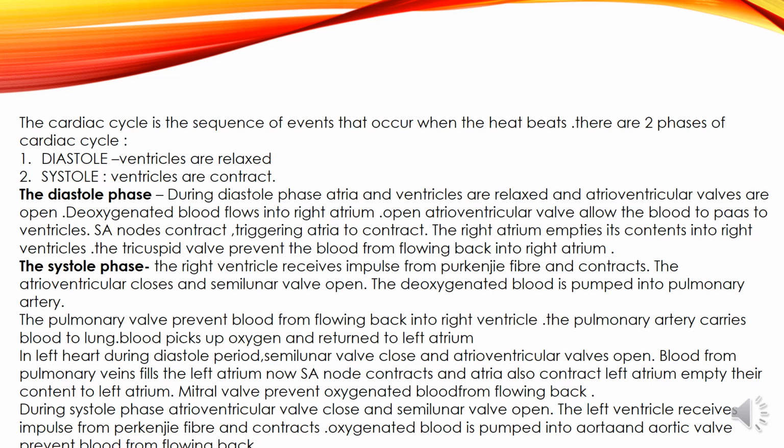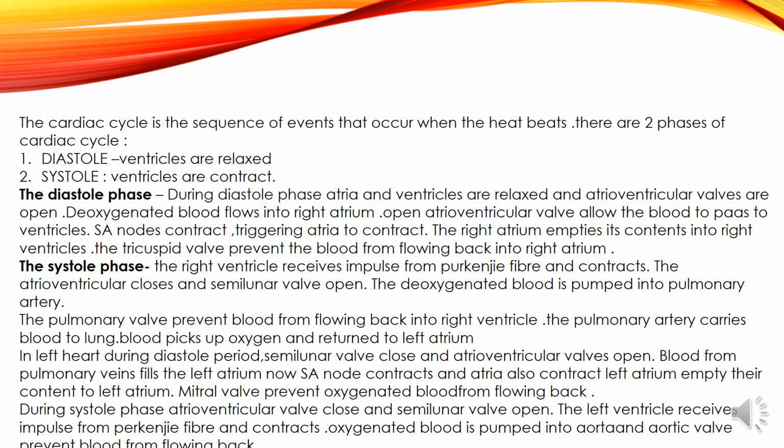So the cardiac cycle is a sequence of events that occurs when the heart beats. There are two phases of the cardiac cycle. One is diastole, the second one is systole. Diastole is a stage when the ventricles are relaxed, and systole is when the ventricles are contracting.